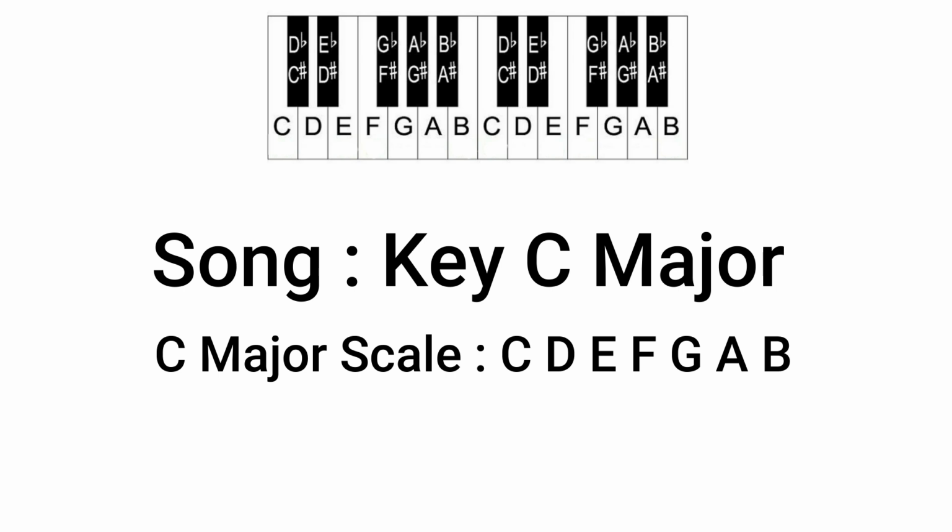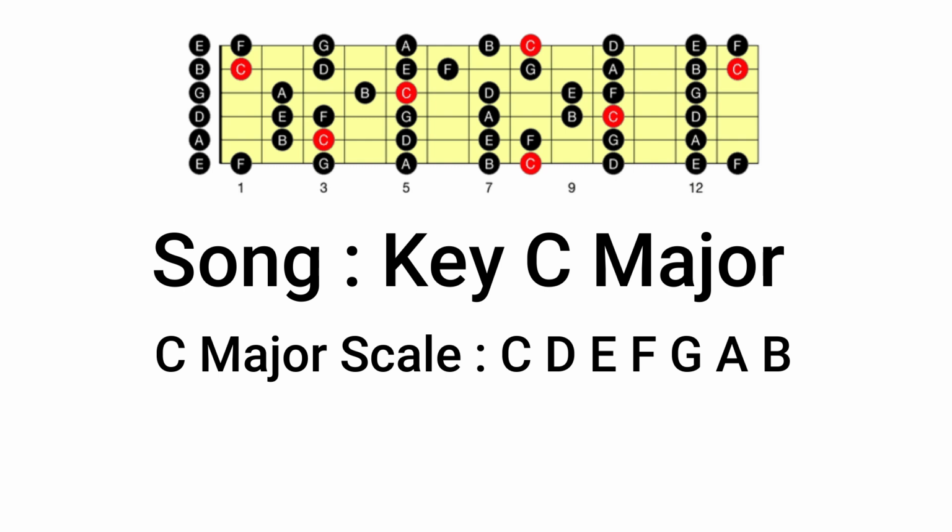Notes. As we are in the key of C major, we will use notes of the C major scale only. That is all white keys on the keyboard. If you are a keyboard player and told to play a solo for a song in the key of C major, obviously you will use white keys only. Or if you are a guitar player, then you will use the C scale only, that is C, D, E, F, G, A, B, C. You will not use any sharps or flats to play a solo in the key of C major.